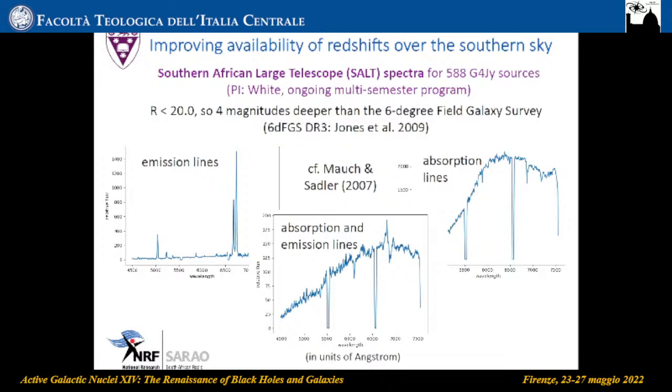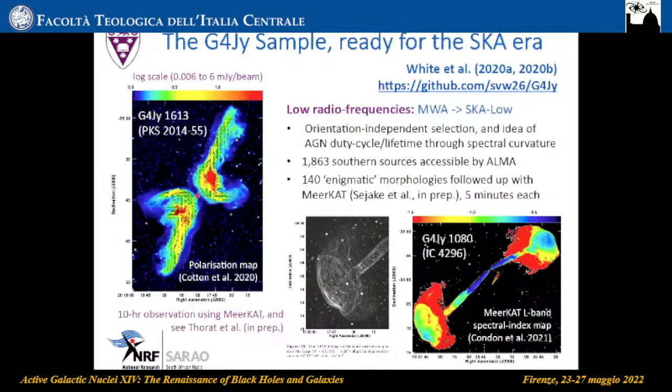And to conclude, please do go check out the 2 Gleam-Fordansky papers that are already available. Here is the GitHub repository for details on how to access the catalog and all of the images associated with this sample. A reminder that by selecting at low radio frequencies, we can create AGN samples that are independent of the orientation of the radio jet axis. And a reminder that these are all in the southern sky, so we can observe them with both ALMA and MeerKAT. Thank you for listening.